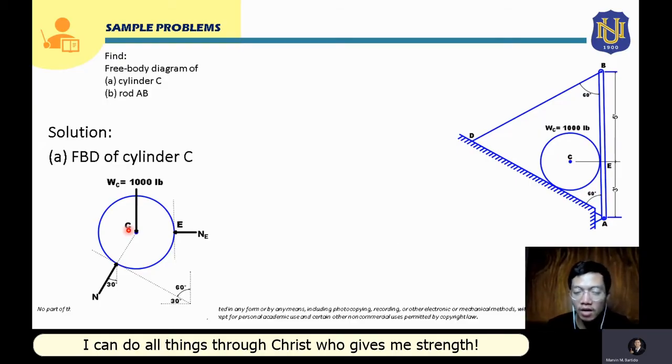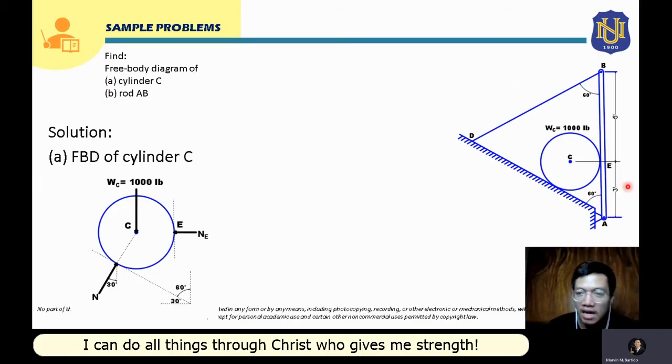After that, we are going to show the reaction forces that are provided by the supports. For the support in here, this is a frictionless surface, so the reaction that it will provide will just be a normal force. The point of application of this normal force will be at the point of contact of this cylinder and this surface, so it will be here. Also, this normal force will be perpendicular to this inclined surface, so this will be 90 degrees from this incline.